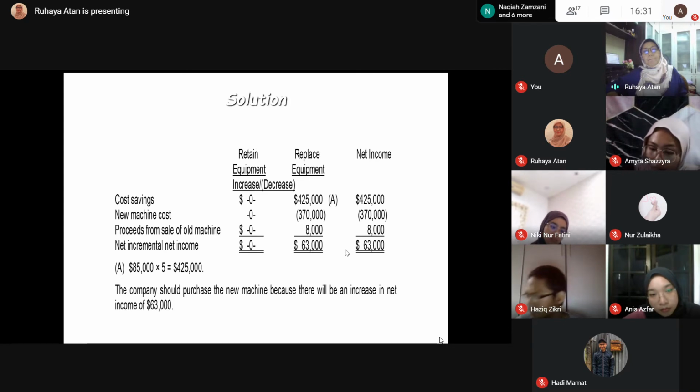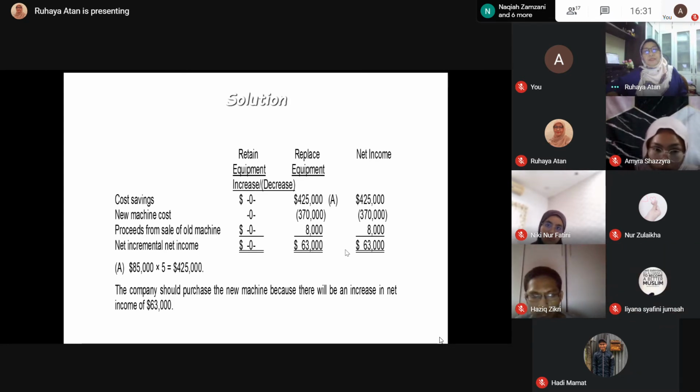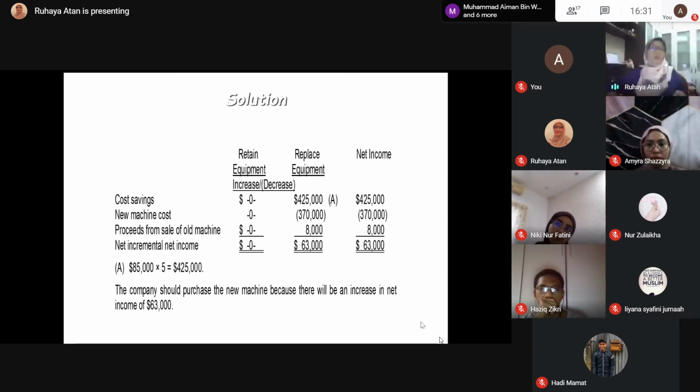So the incremental value is 63,000. It is positive. So the company should purchase the new machine, because there will be an increase in income. This is the incremental analysis for making the decision whether to retain the equipment or replace the equipment.